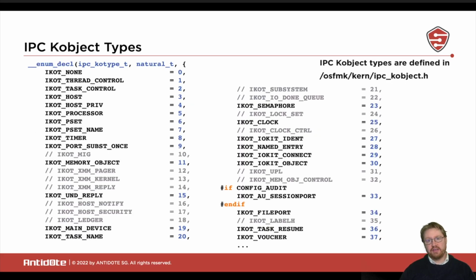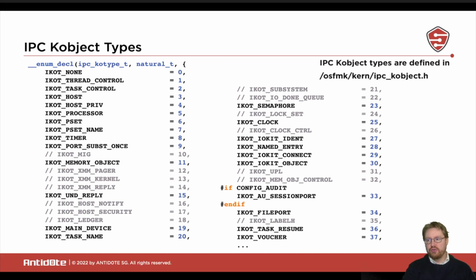Okay, as I said, one of the possibilities is that it's a kernel object. So the kernel object types are basically defined in this file, ipc_kobject.h, and they used to be a define, but nowadays they are like an enum. And you can see there's a lot of these possible kernel object types defined here. And what you need to know here is that this is not a complete list, so there are more.